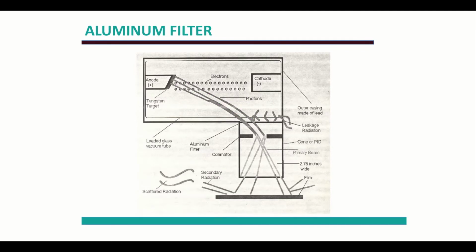Then we have two pieces of metal that are in the way before the radiation comes out of the tube head. The first piece of metal in the way is the aluminum filter. That aluminum filter allows strong radiation to go through, but the weak radiation will stay inside the tube head and just dissipate in there.